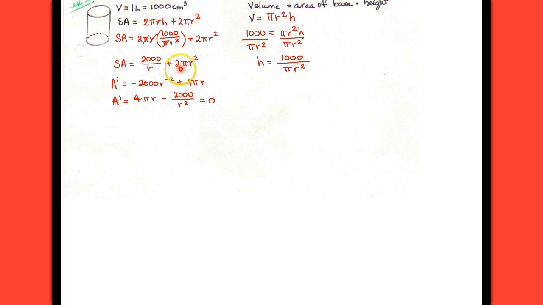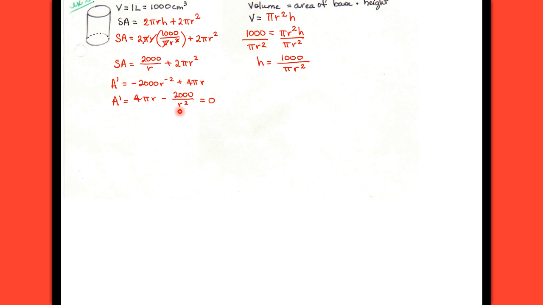And if we take the derivative of 2 pi r squared, what will we get? 4 pi r. All right, so I've got negative 2000r to the negative 2. You could also write that as negative 2000 over r squared, if you'd rather. All right, so there's my derivative.